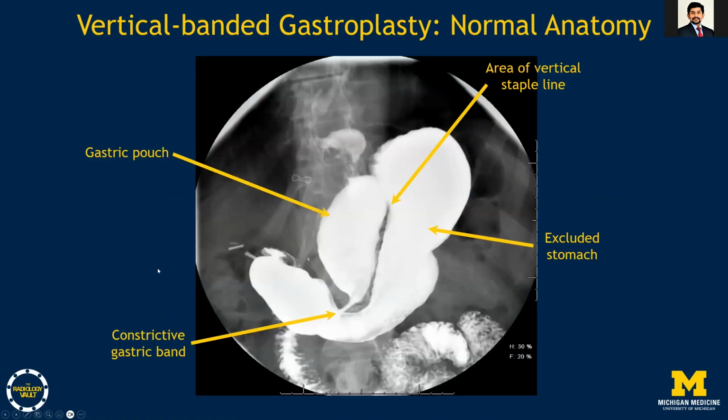This is a barium fluoroscopic examination in a patient who had a past history of vertical band gastroplasty. You can see that this is an esophagus with a small hiatal hernia, but then there is a staple line that separates the stomach into two portions, a small portion which is the gastric pouch and a narrow stoma which is created by the band. And you can see that the contrast does communicate with the excluded portion of the stomach. However, the primary goal is to have a small gastric volume pouch with a band that causes early satiety in these patients.